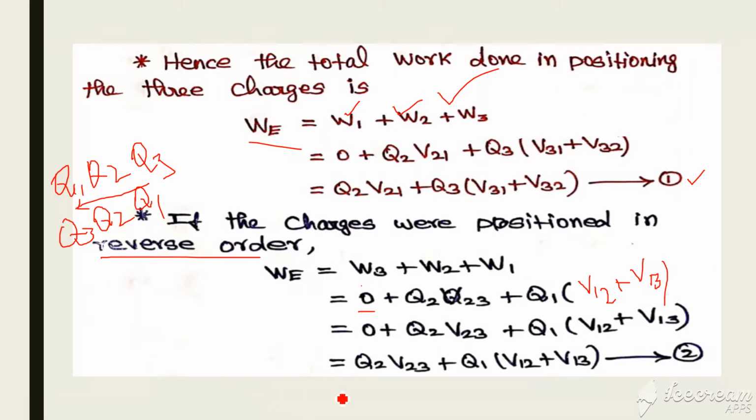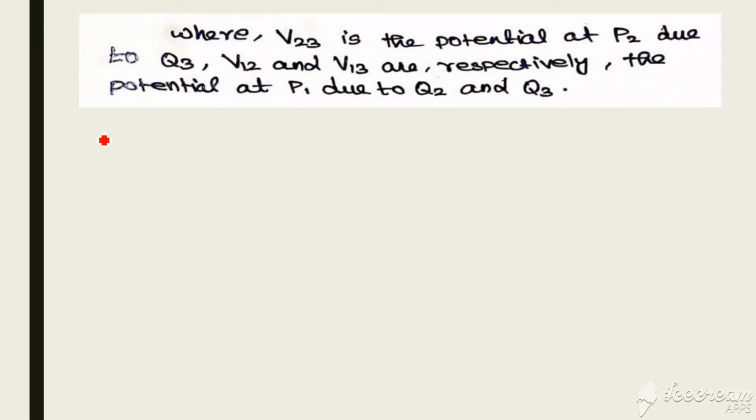So now simply we are writing the above equation as Q2 V23 plus Q1 into (V12 plus V13). This is equation number 2. Here V23 is the potential at P2 due to Q3, and V12 and V13 are respectively the potential at P1 due to Q2 and Q3.